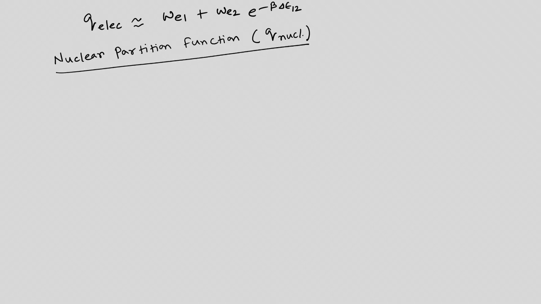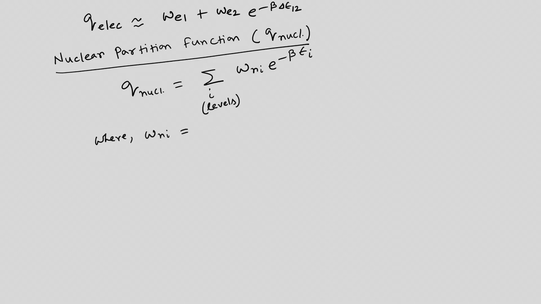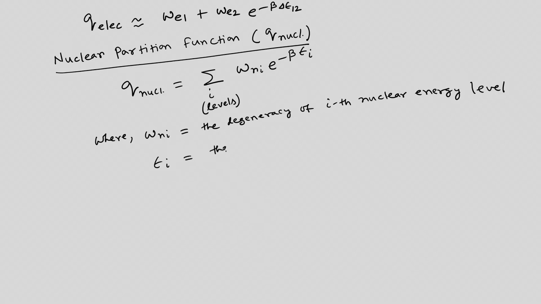Next, we move on to the nuclear partition function. We will treat the nuclear partition function in a very similar way as we treated the electronic partition function. We define it as the sum over i, the levels, of Wni e to the minus beta epsilon i, where Wni is the degeneracy of the ith nuclear energy level, and epsilon i is the energy of the ith nuclear energy level.